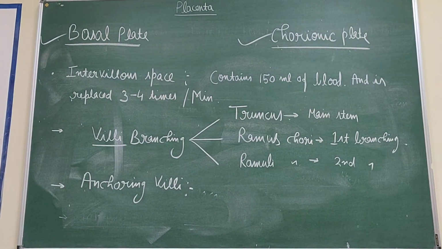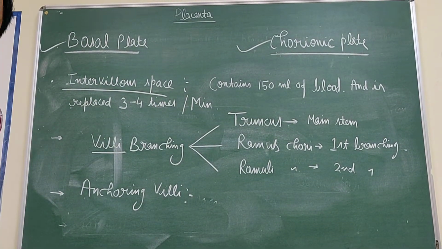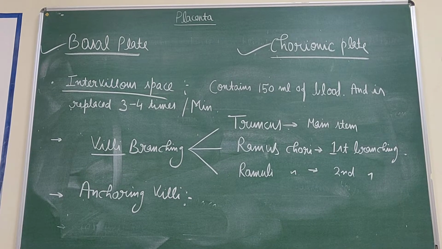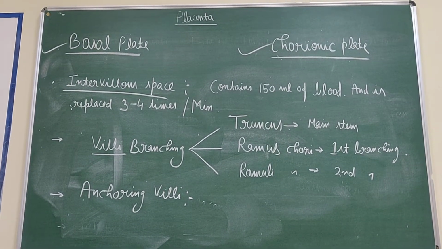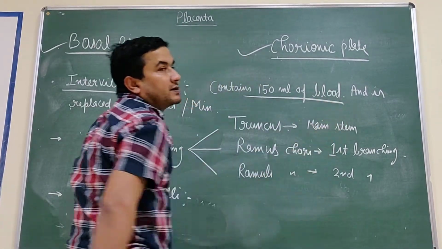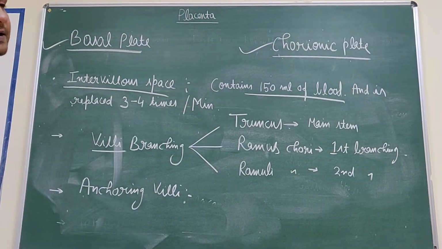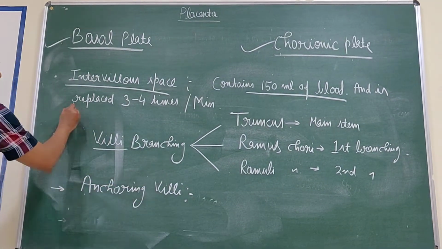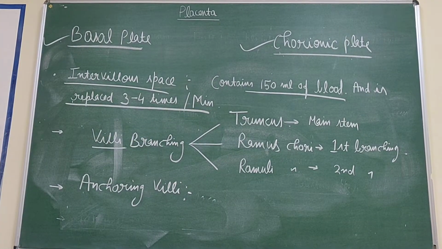Now some important points, this intervillous space. This intervillous space, which is derived from the lacunae of the syncytiotrophoblast, contains 150 ml of blood. 150 ml of blood is present in this space, and this blood is replaced 3 to 4 times per minute.